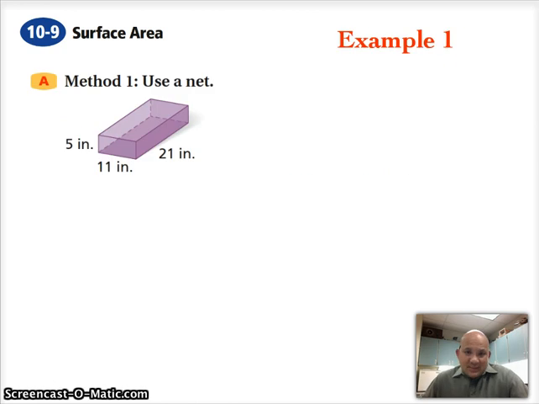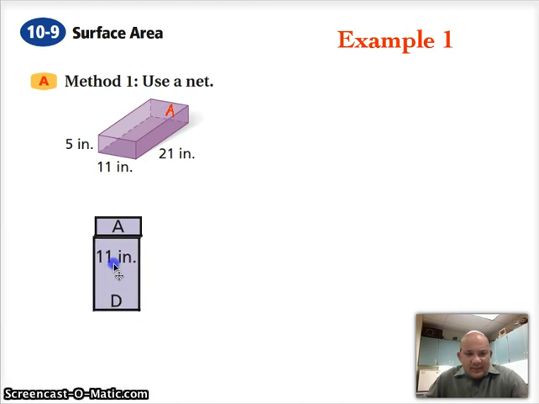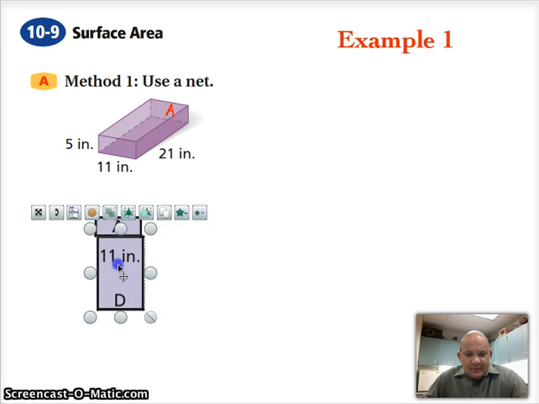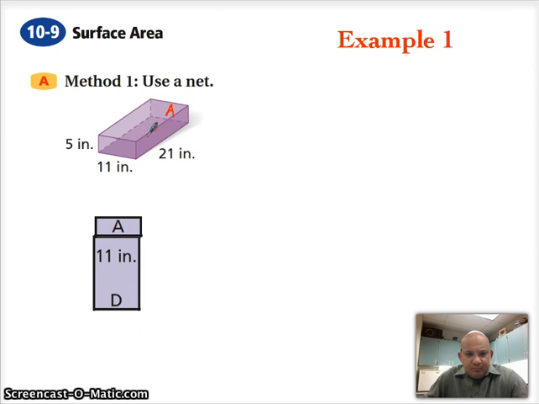Let's go ahead and take a look at some examples. If we're asked to find the surface area of a particular rectangular prism, which they've given us the dimensions for, we can use a net to find it. For example, we'll take the back edge and we'll label that A. Then we'll take one of the longer rectangular surfaces. We'll label that for right now D, and we'll call that the bottom surface. D is the bottom.